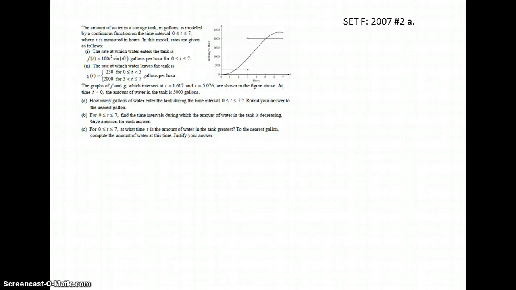My goal is to do 4 problems from problem set F. And whenever I don't finish, I'll assign them for homework and we can talk about them in class. All right, so 2007 number 2.